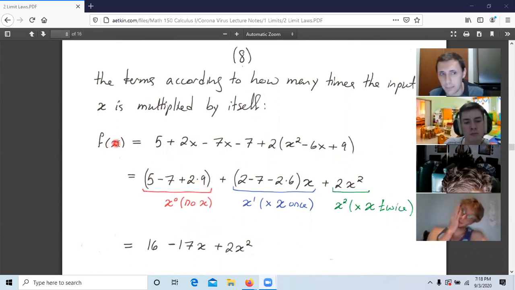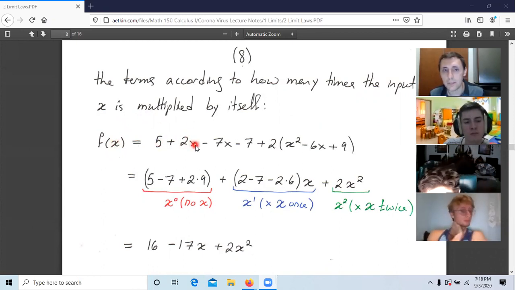X, by the way, is the input. You see, some people see an x. That's not what you should be seeing. This is a placeholder. This means food goes in, that food is a number. And then what happens to this number? This is the digestive process. 5 plus 2 times the number minus 7 times the number, etc., right? That's the digestive process.